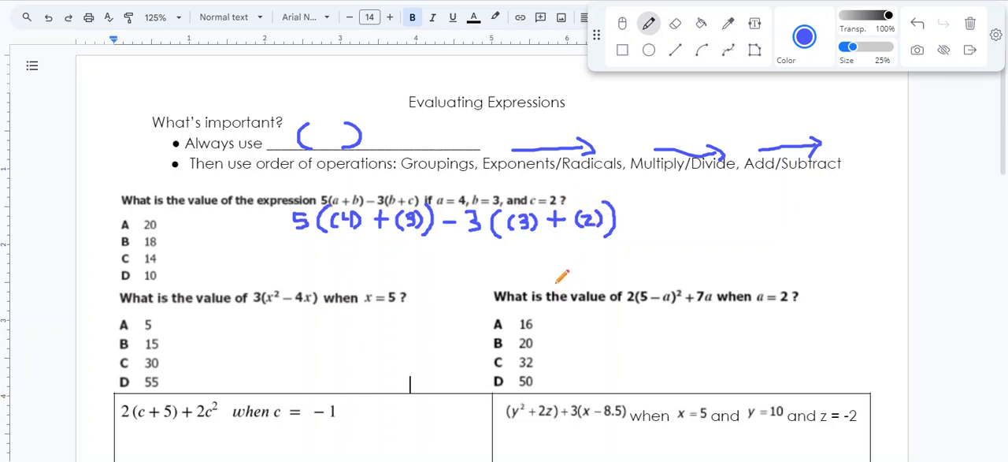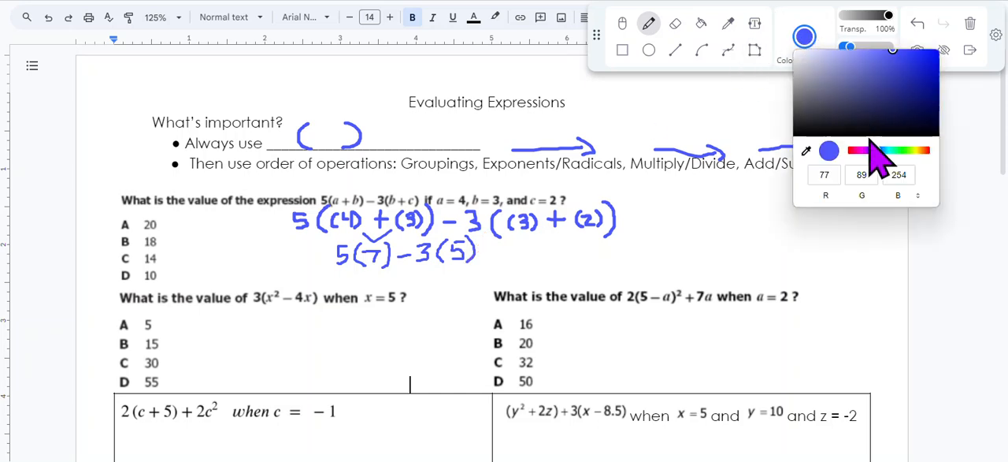All right, so now I use my order of operations. First, I'm going to do groupings. So groupings means my parentheses in this situation, right? So in this one, I would do 4 plus 3. 4 plus 3 gives me 7. And then I can bring down the rest of my stuff. 5 times 7, minus 3, and then we have parentheses. I can do this parentheses too. 3 plus 2 gives me 5, right? 5. Okay, so I'm done with my groupings.